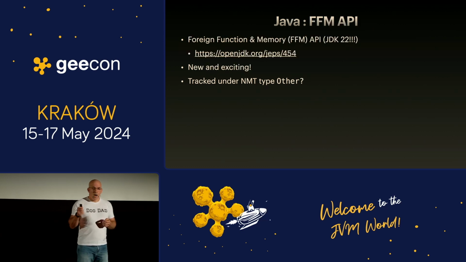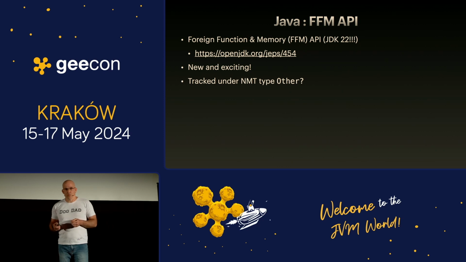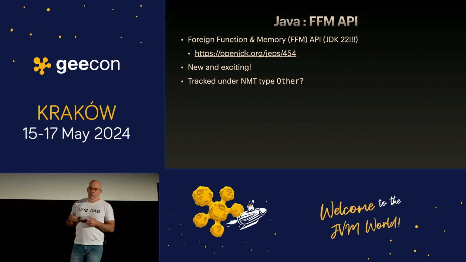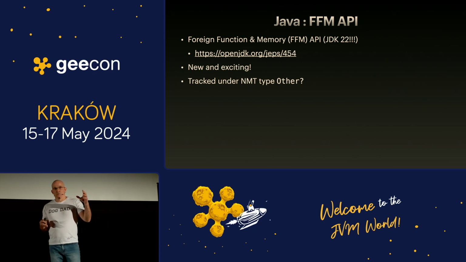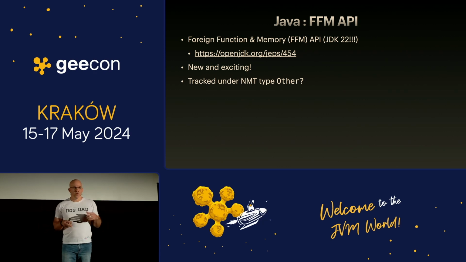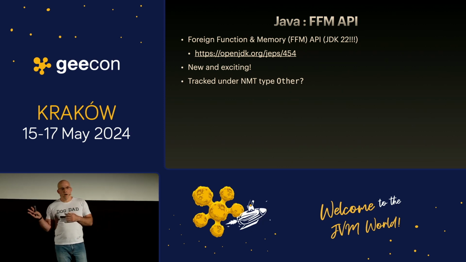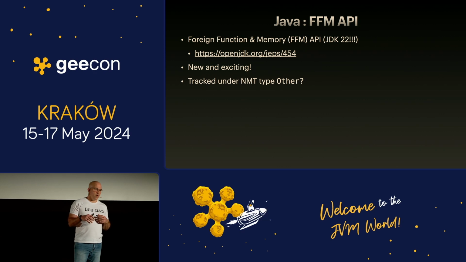Okay. This is a new thing. It's now in 22 as a product option. You have the foreign function and memory API. You can do nice things like try with resources, with a memory region. It's awesome. We're not going to get into it, but that's the future. This is where direct memory is going on the JVM.